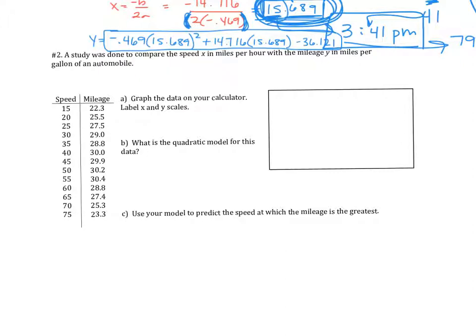A study was done to compare the speed X in miles per hour with the mileage Y in miles per gallon of an automobile. Okay? Your first job is to graph this data on your calculator. So if you stored your Y equals, get it out of there first. Click Y1. Click clear if there's an equation in there. Now go stat, stat edit. Clear your L1 and your L2.